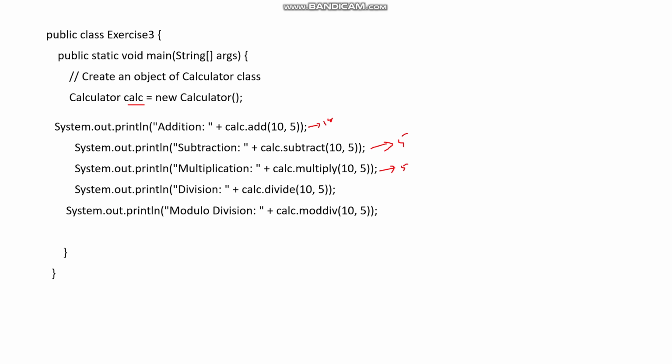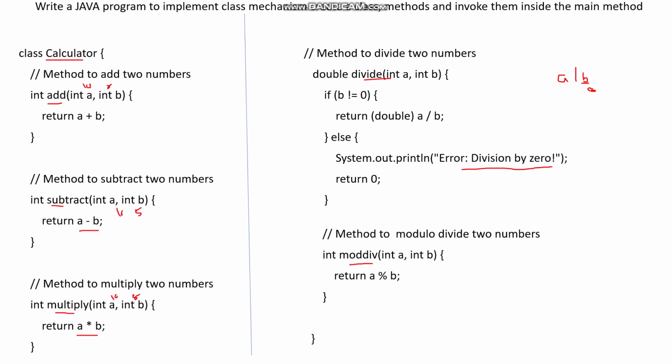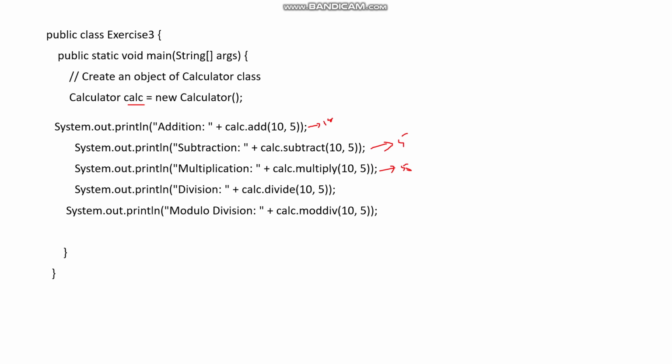After that, calc dot divide. The control will jump to the divide method, and it is passing 10 and 5 here. The a value is 10, the b value is 5. b is not equal to 0, 5 is not equal to 0. The condition is true. Return double of a by b. Why did I write the double here? Because a and b are integer values, and here we have to return the double value. That's why I am converting the answer to the double format here. 10 by 5, the value is 2. The 2 will be written here.